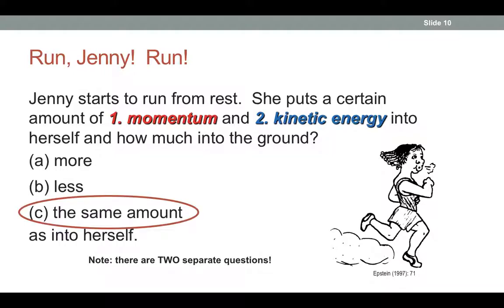Well, here it turns out they're exactly the same amount. Whatever momentum Jenny gains, the same amount of momentum must be transferred to the earth, just in the opposite direction. However, we'll look at kinetic energy. She gets considerably more kinetic energy than the ground does, or the ground gets considerably less than she does.